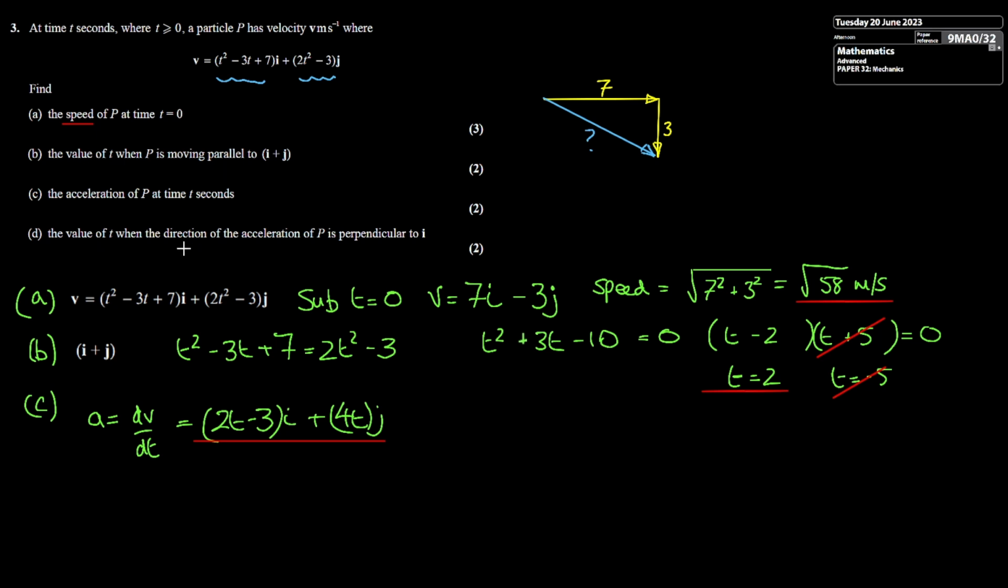In a similar way to part B, they now want us to find the value of t when the direction of the acceleration is perpendicular to i. Well, for the direction to be perpendicular to i, our motion must only be along the j-axis, which means that the i component of the acceleration will be 0. So if I put that down as an equation, I can solve for t when this happens. So I get that 2t minus 3 is equal to 0, and therefore t is equal to 3/2 seconds. And that's the answer.